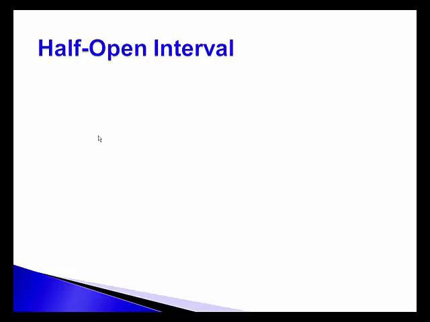Let's now look at a half-open interval. Notice that this time one of the symbols has an equal to and the other one does not. That's what we'll be looking at when we look at a half-open interval. Let's graph this one now on a number line. This time we would have a solid circle at -2 and we would have an open circle at 0.